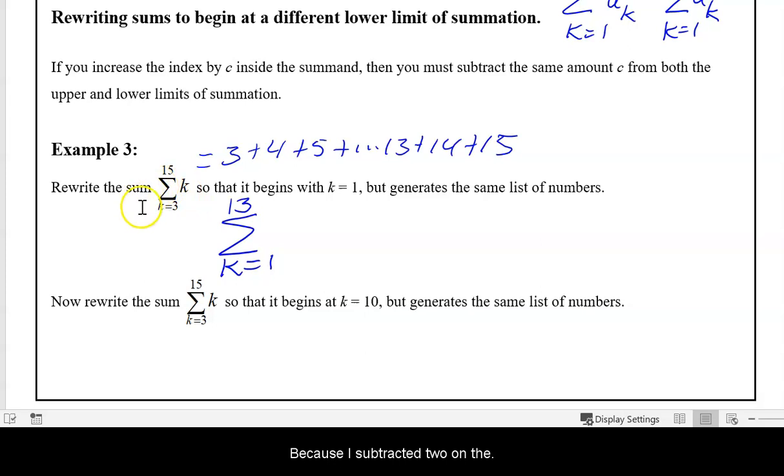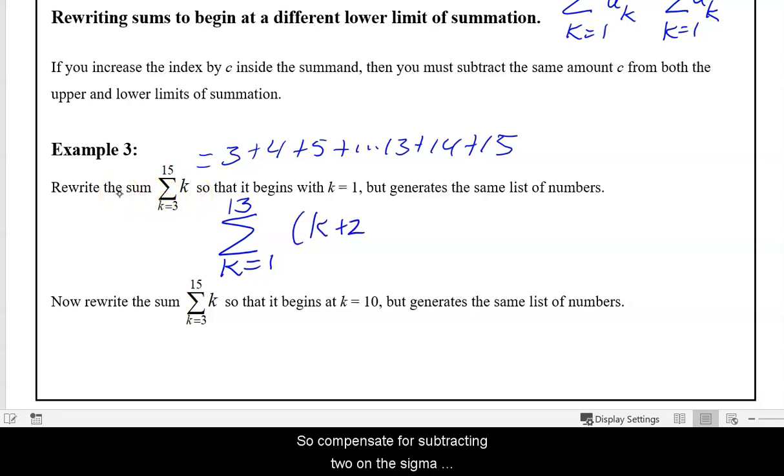Because I subtracted 2 on the indices of summation, the lower limit and the upper limit, I need to compensate in the sum end for having subtracted 2 in the symbol. To compensate, I'll add 2 onto the k. So to compensate for subtracting 2 on the sigma symbol, I compensate by adding 2 into the sum end. That means that if I increase the index by C in the sum end, I have to subtract that amount from both the upper and lower limits of summation, and the reverse.